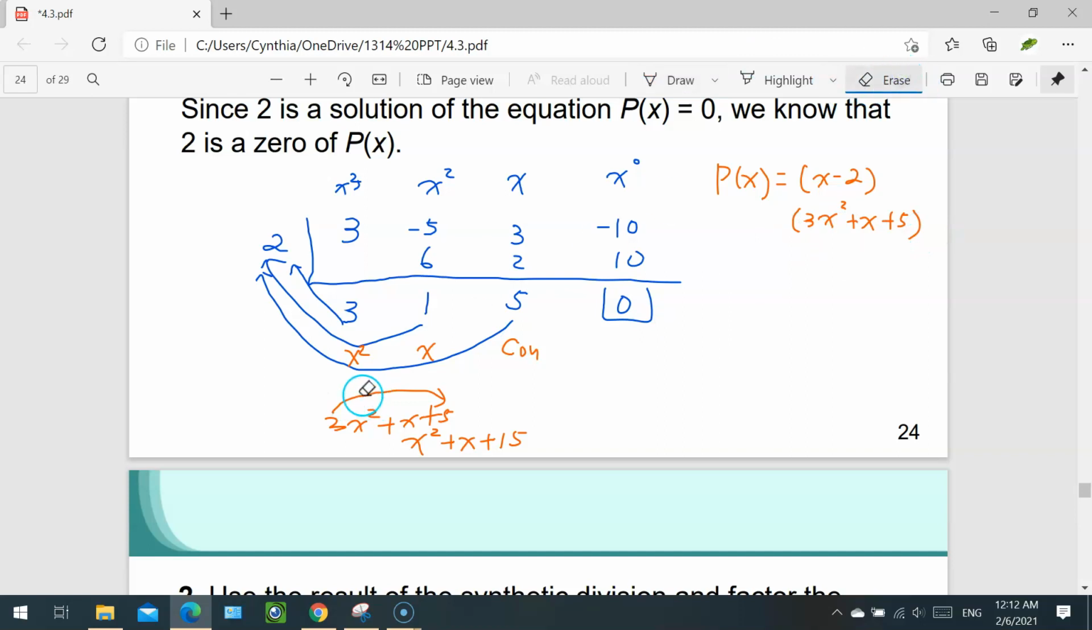So let me erase here. We go with the quadratic formula. In order to use it, we have to define A is 3, B is 1, and C is 5. Now we substitute these three numbers into the quadratic formula. So we have 2A in the denominator, and negative B plus or minus the square root of B squared minus 4AC. So you have 4 times 3 times 5.